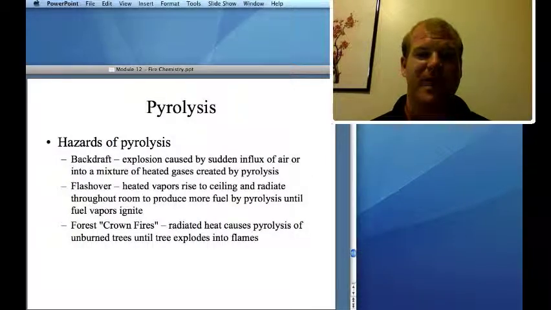And so the hazards: a backdraft, a flashover. We already talked about backdraft. Flashover can cause the fuels around to ignite. And crown fires. These can cause trees to eventually explode. The kind of tree I've always wanted to see this: apparently, eucalyptus trees tend to do this. So eucalyptus trees will detonate in a forest fire. I think that'd be kind of neat to see.